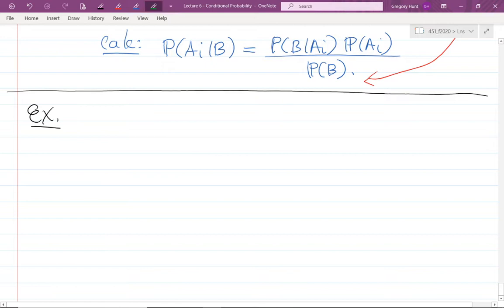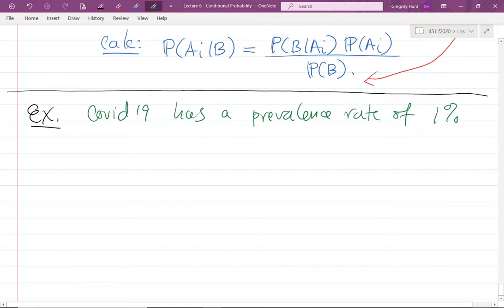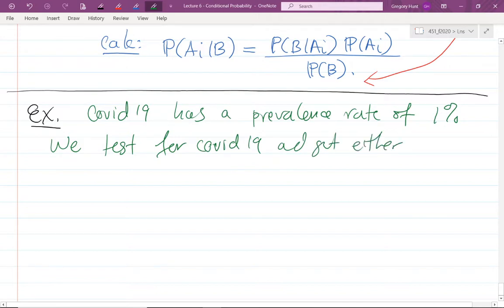COVID-19 has a prevalence rate of, well, let's make up a number. Let's say 1%. I don't know what it actually is. And you can go and get tested for COVID or not. So if I go and get a test, we test for COVID-19 and get either a positive result or a negative result, hopefully indicating that either we have the disease or we don't.